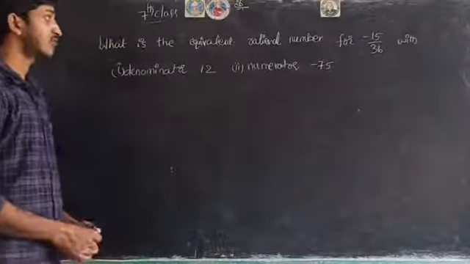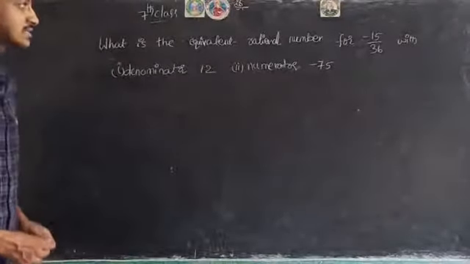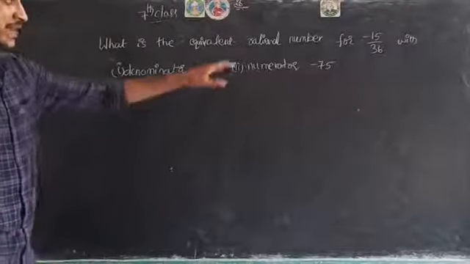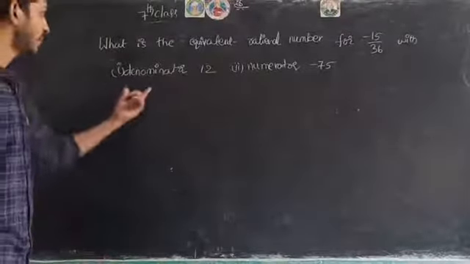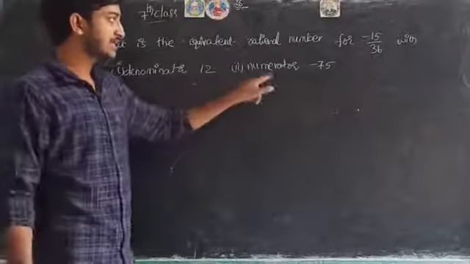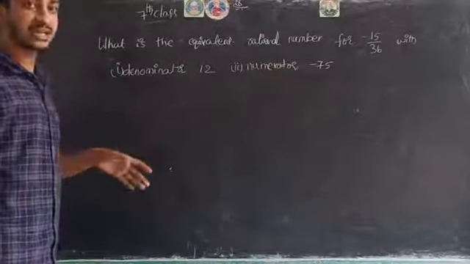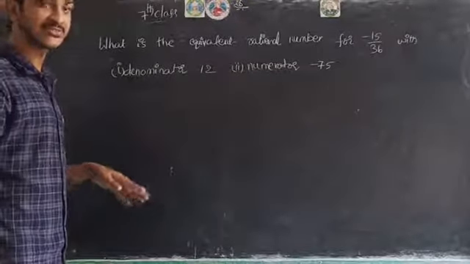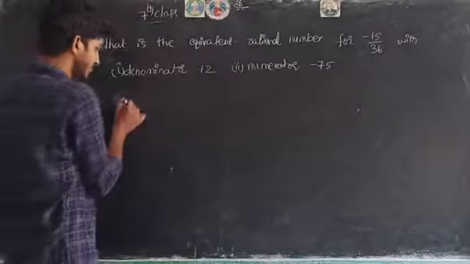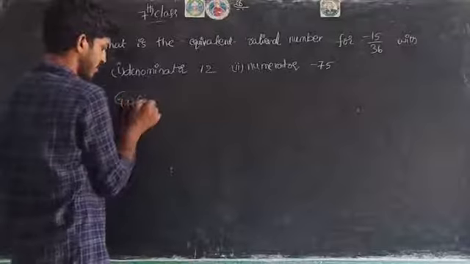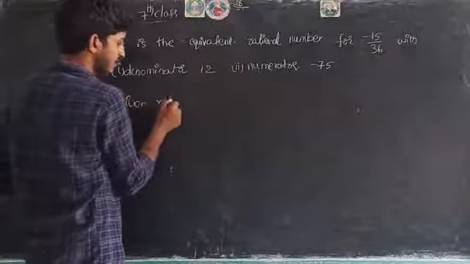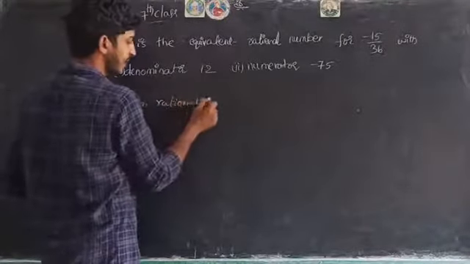Okay children, the next question is, what is the equivalent rational number for minus 15 by 36 with denominator 12, and the second one is with numerator minus 75. Here he is asking for the equivalent rational number for minus 15 by 36. So in the given rational number, what is the given rational number? Minus 15 by 36.